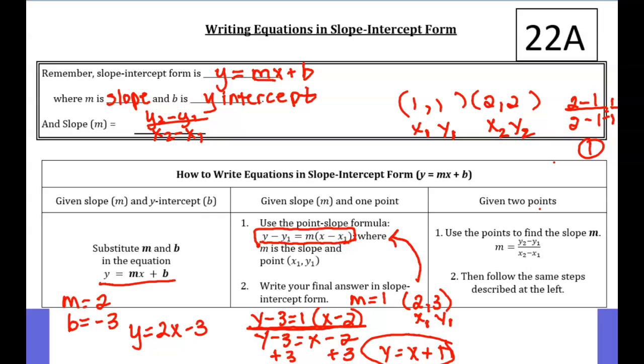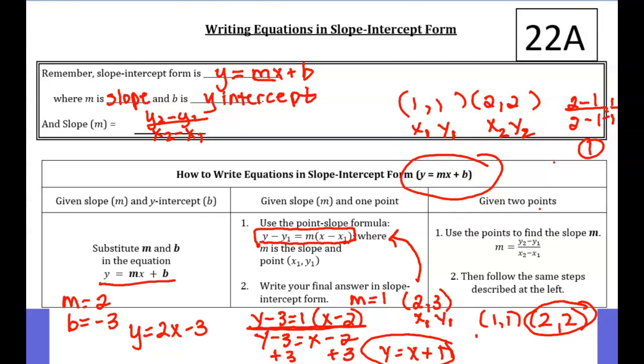And if you're given 2 points, we're just going to use the 2 points. So say you had, like the example above, (1, 1) and (2, 2). We're going to find the slope, which we already did above. And then we're going to plug it into this formula, but we're going to pick a point to use. It doesn't matter which one we use, but you're just going to pick one point, plug it into the point-slope formula, and then you'll get it into your slope-intercept form. So we'll do some examples.